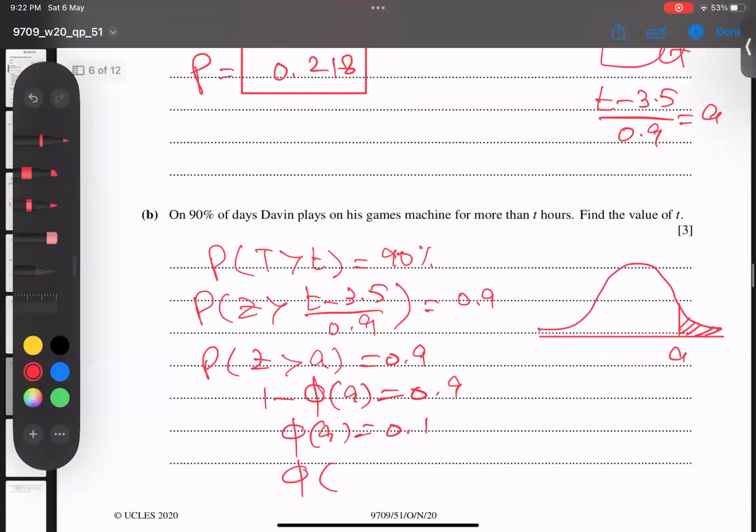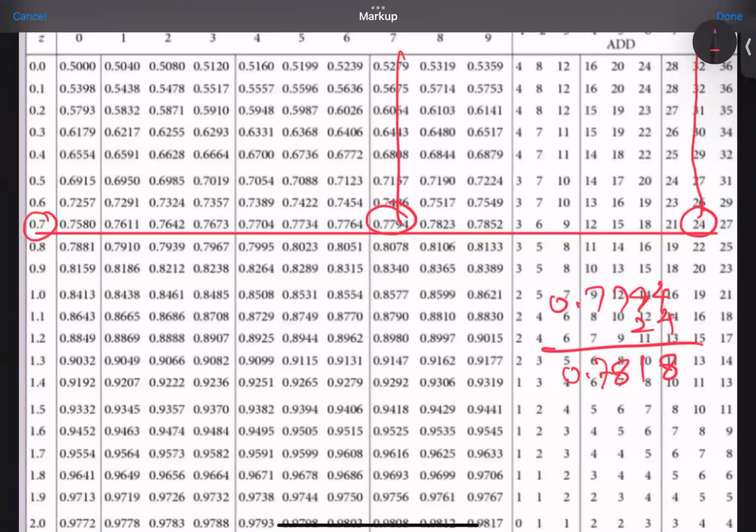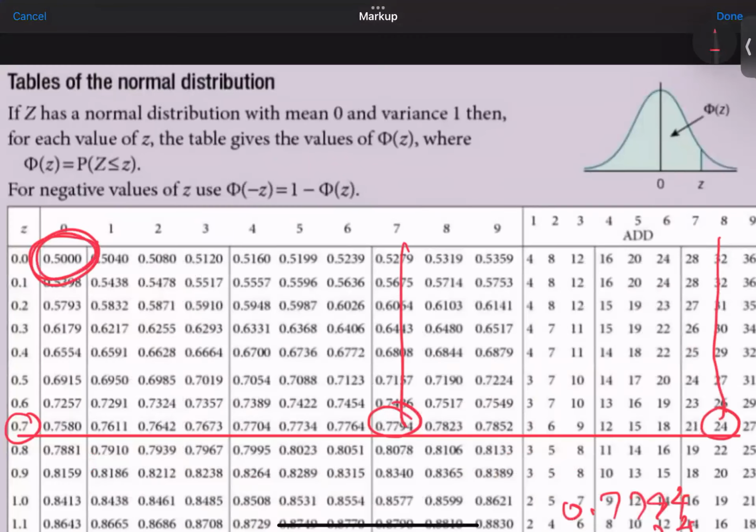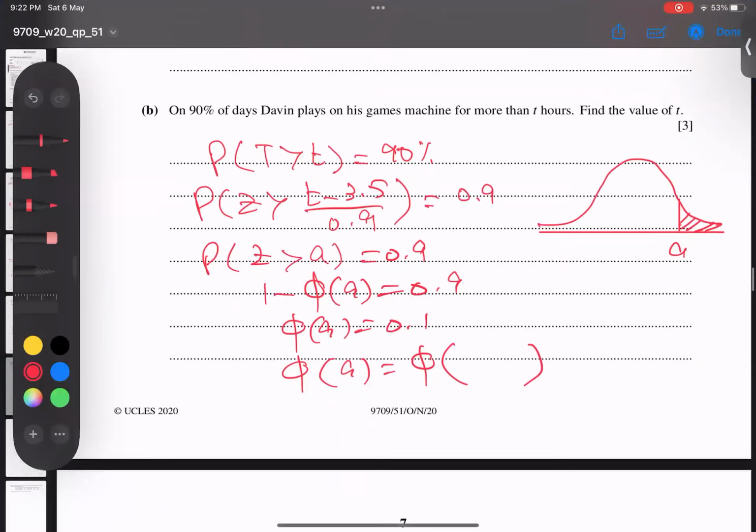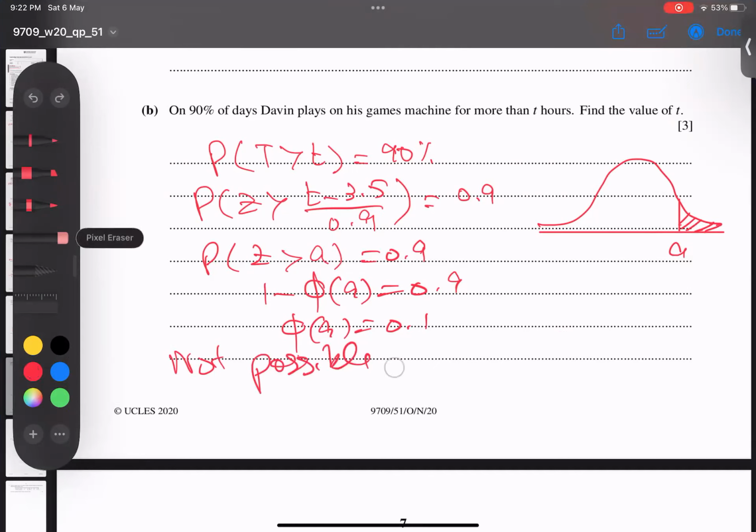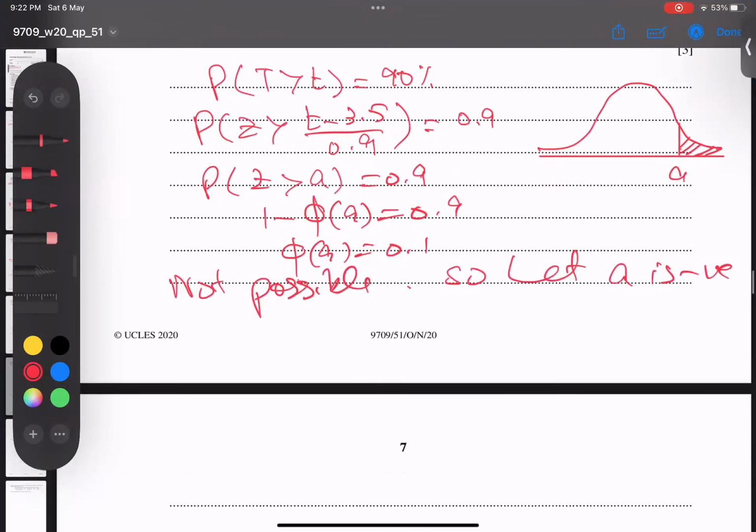Phi of a is equal to phi of what value will give 0.1? The problem is that the lowest probability in this whole table is 0.5. It means this is not possible. So I will simply write a one line statement: 100% we can say that a positive a is not possible. So it means a is 100% negative. That is why we are not able to solve it.